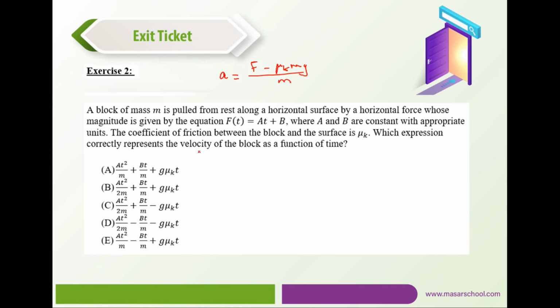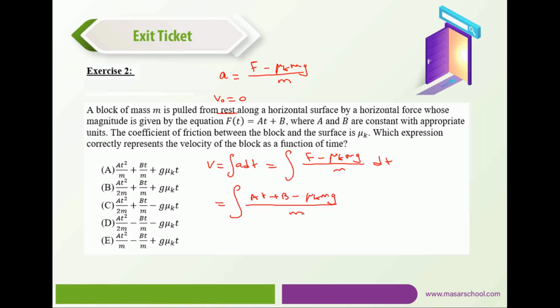We're interested in the velocity. We know that the velocity is related to the acceleration via calculus, specifically the integral. So v is the integral of a dt. They're telling us that the block starts from rest, so the initial speed would be 0. Now we're not going to worry about the constants of integration. That would be the integral of F minus mu k mg divided by m dt. Now we can replace capital F by the linear function. That would be the integral of At plus B minus mu k mg divided by m dt.